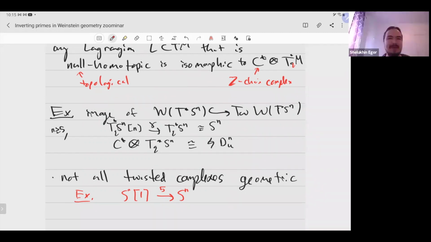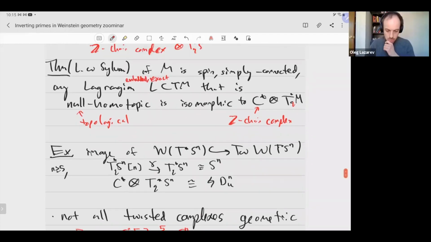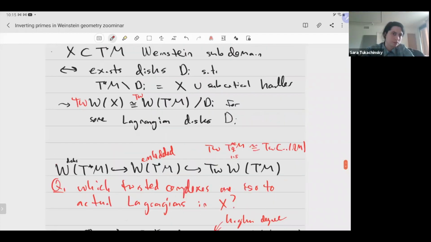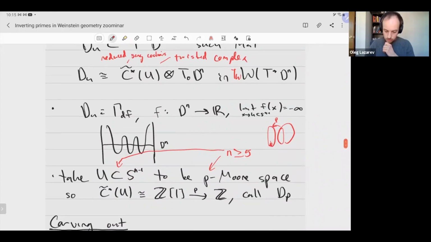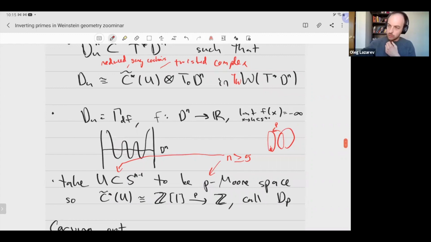Are there any further questions for Oleg? Could you maybe explain a little bit more about those P-Moore spaces, and particularly the dimension constraint there? Yeah, so let's see. Okay, so let me try to redraw this picture.